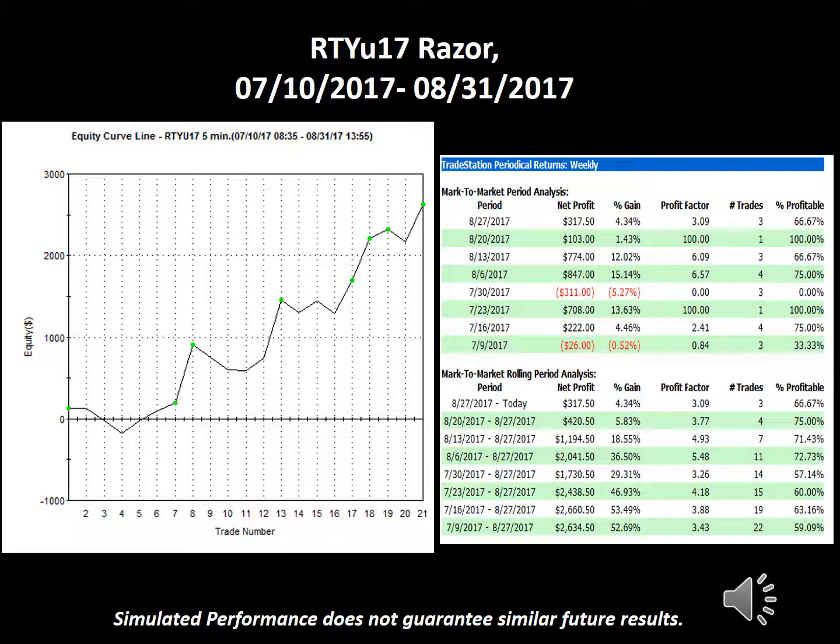Now here's the Russell. This is the equity chart on the left, and over to the right is the weekly. Every week's return, there's 1 trade to 3 trades a week, and then the bottom one is the cumulative. If you would have started on July 16th, you'd be up 2660. If you started on July 30th, you'd be up 1730, like that. It's a rolling upward type number.